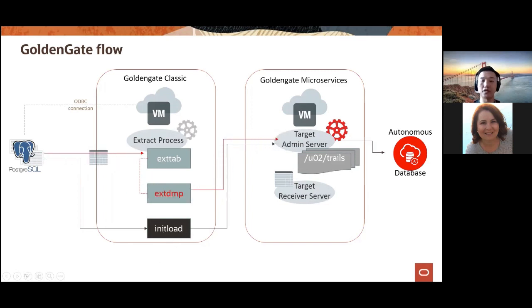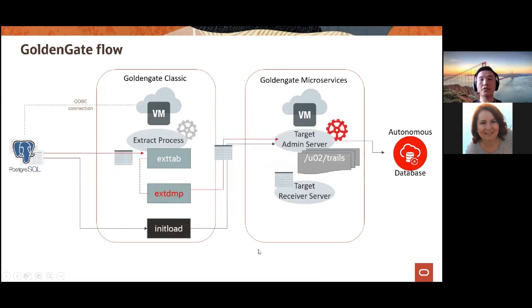There is another one. The purpose of the initial load is to copy the historical data over to the target database. The more data you have in the source, the longer your initial load could take. Once you run the initial load, it takes, I would say, a cold backup of your database and ships it to the GoldenGate microservices.